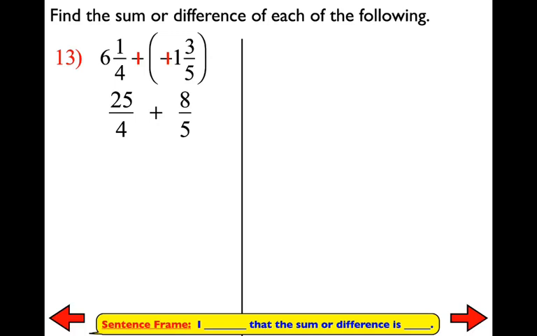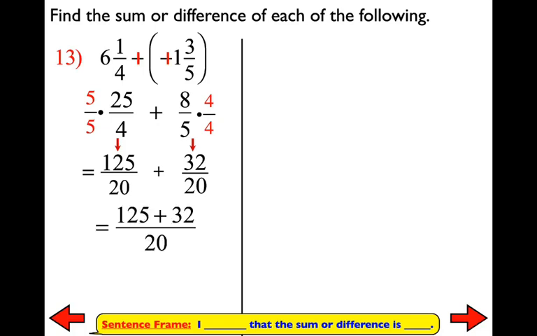Now we find our common denominator. The least common denominator is 20. So 25/4 is equivalent to 125/20. 8/5 is equivalent to 32/20. Now we have 125/20 plus 32/20, which becomes 125 plus 32 all over 20. That happens to be 157 over 20.